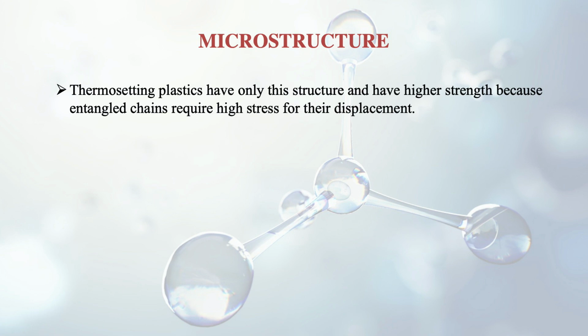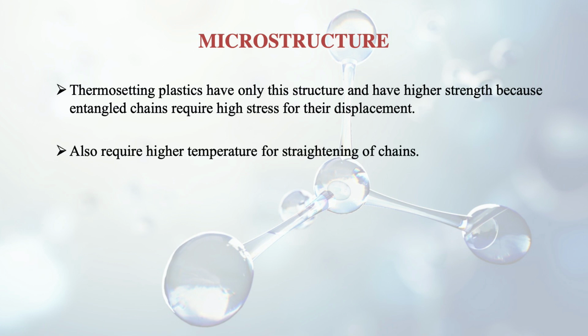Thermosetting plastics, like we studied earlier. Thermosetting and thermoplastic are two varieties of plastic. These thermosetting plastics have this kind of structure. That's why their strength is more, because the chains get entangled between each other and become compact, and it's very difficult to move them against each other. The chains cannot move easily, so the displacement is also less, and to displace it, higher stress is required. And we require higher temperature also for the straightening of the chains.